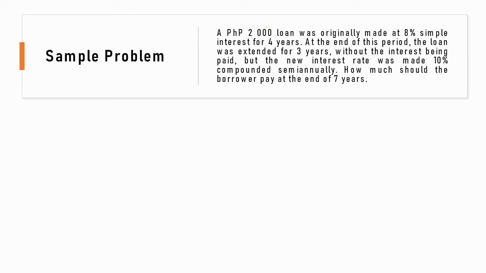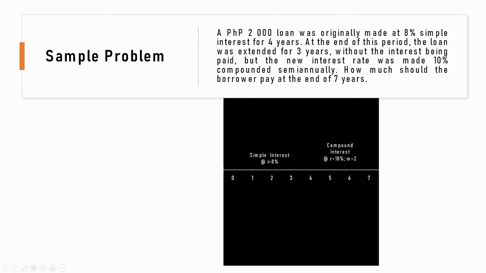So gawa ulit tayo ng cash flow diagram. So ang viewpoint natin, dahil yung tanong how much should the borrower pay at the end of 7 years, viewpoint ng borrower. So sa first part, dun sa beginning ng first period, dun sa 0, nakakuha siya ng 2,000 peso loan. So positive na cash flow, inflow yon. Tapos for the first 4 years, simple interest lang. Tapos yung interest rate mo doon is 8%. Dapat magbabayad ka dun sa end of the 4th period dun sa F sub 4. Kaya lang hindi ka doon nakapagbayad, na-extend yung loan for 3 years.